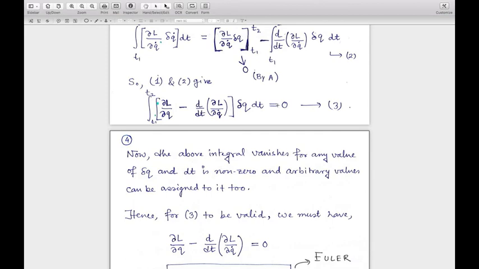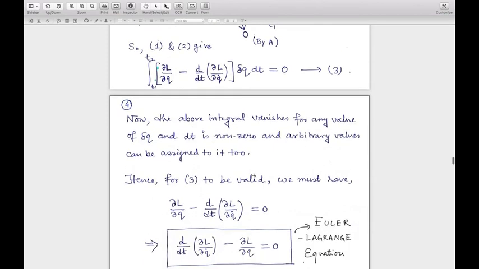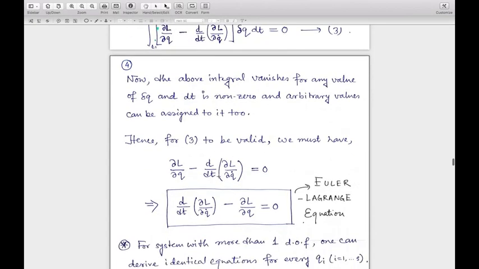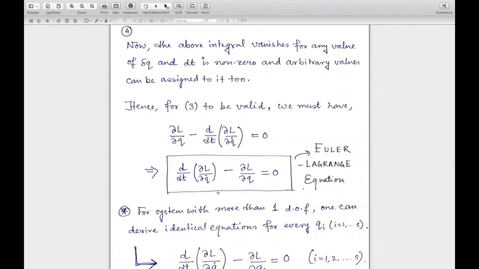That is the condition of stationary action. So then the only possibility is that this integrand should vanish identically, and then the condition of stationary action can be reduced to a condition on L, which was a condition of stationarity for this integral of L dt. Now you have a reduced condition on the function L itself.